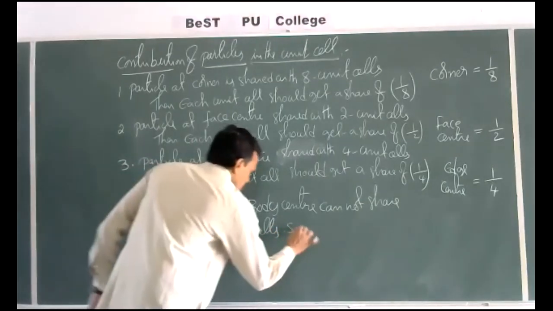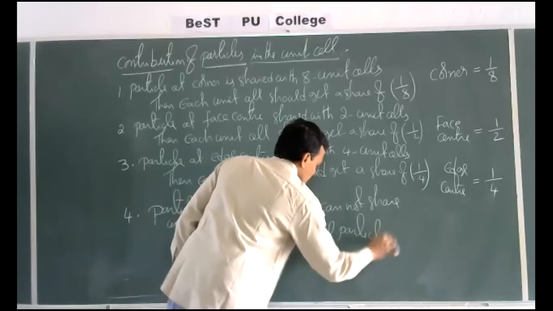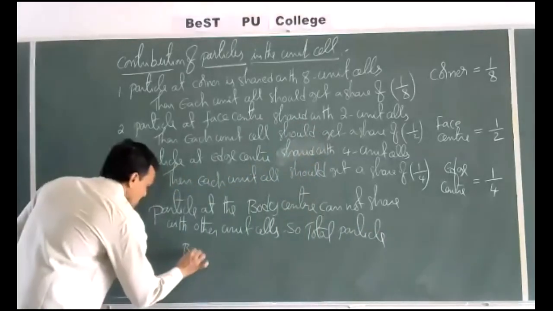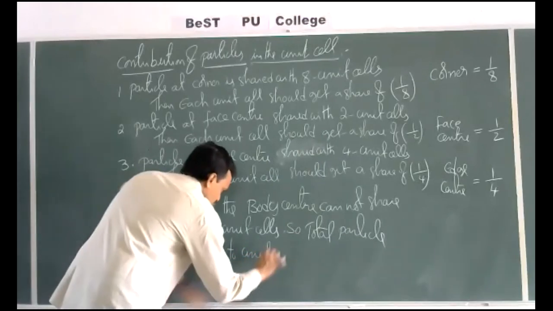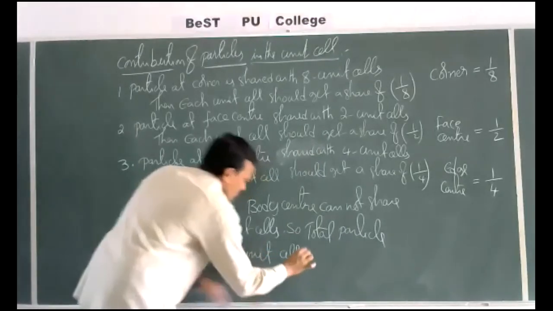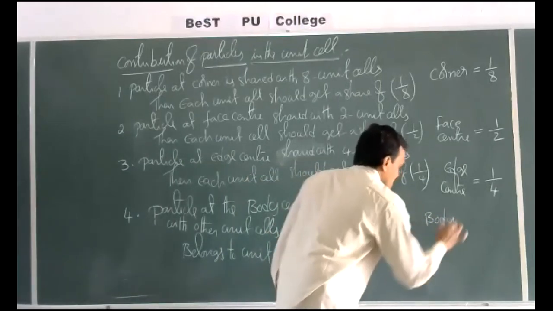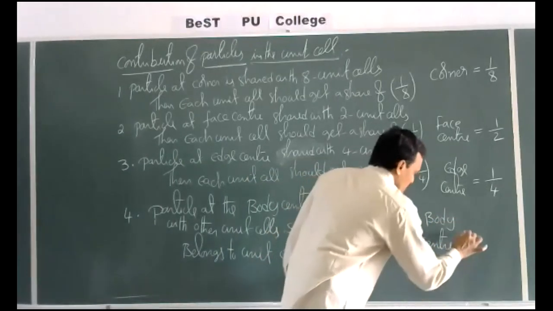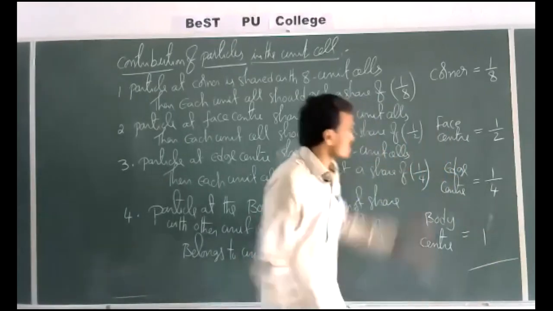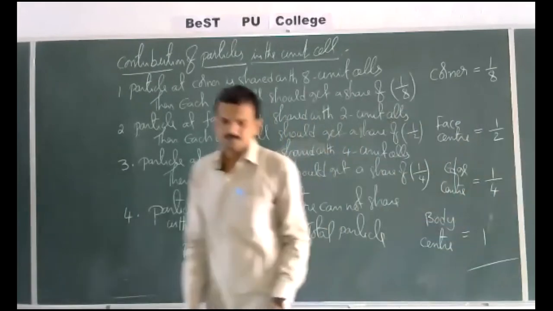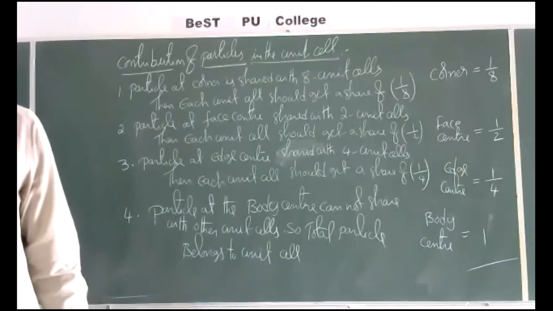So the total particle belongs to the unit cell. That means if a particle is present at a body center, the contribution of the particle is 1. So this contribution you should know first of all. Then we can go for the calculation of the number of particles present in the unit cell.